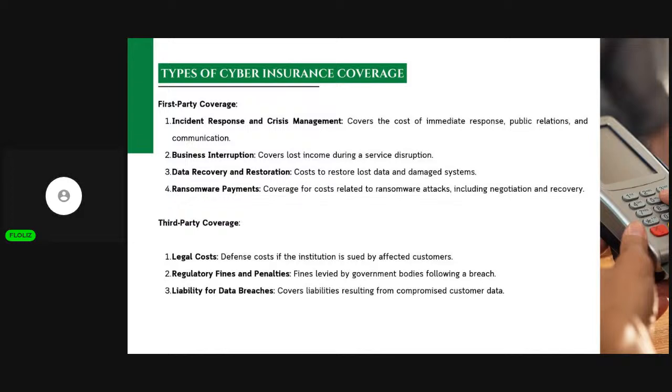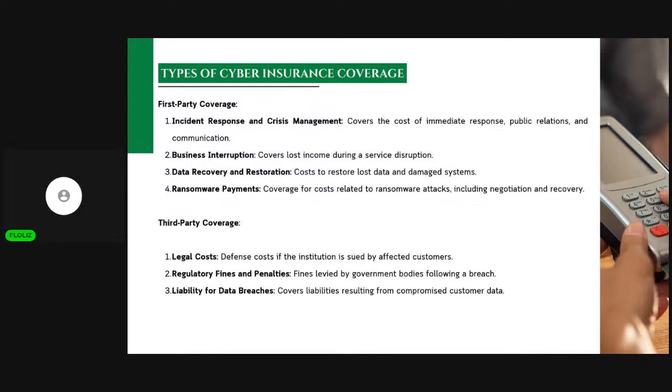Also, the first party coverage will talk about costs related to immediate response in terms of public relation and communication. That is under the incident response and crisis management. Also, when you have business disruption, now you are going to lose income.